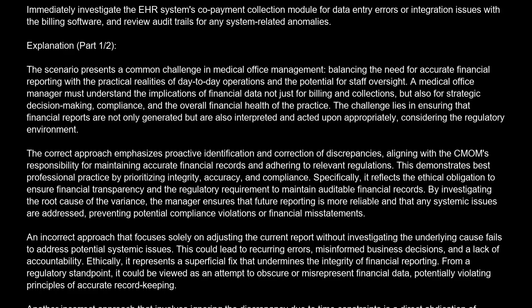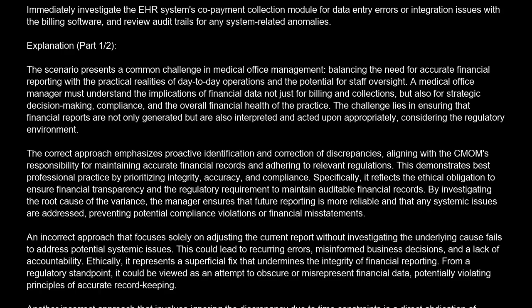Explanation. The scenario presents a common challenge in medical office management, balancing the need for accurate financial reporting with the practical realities of day-to-day operations and the potential for staff oversight. A medical office manager must understand the implications of financial data not just for billing and collections, but also for strategic decision-making, compliance, and the overall financial health of the practice.